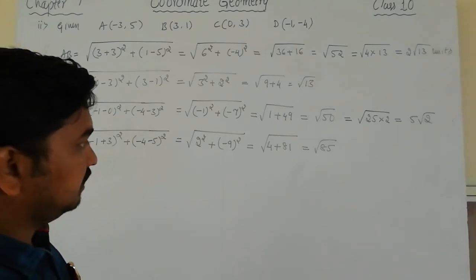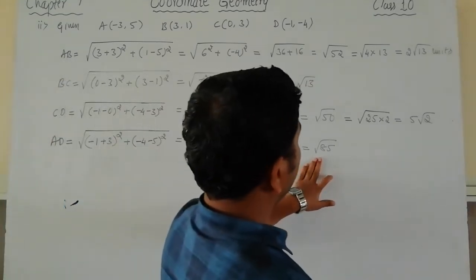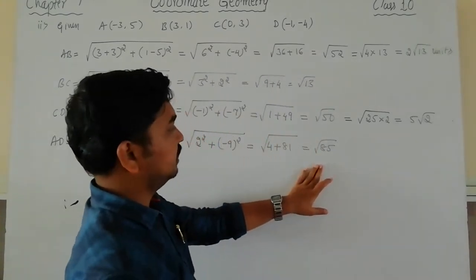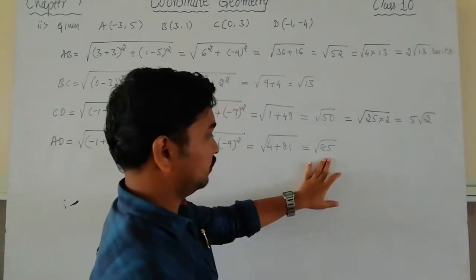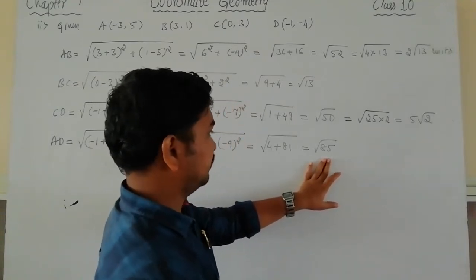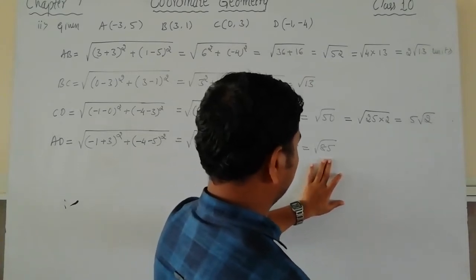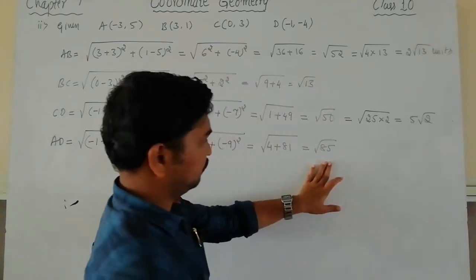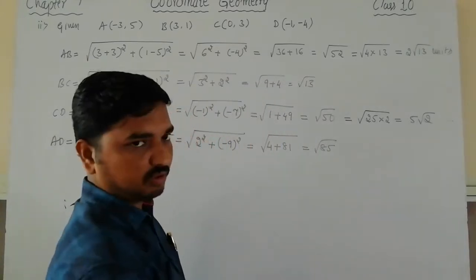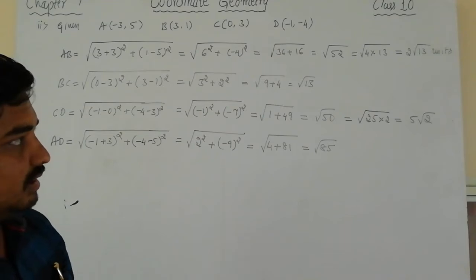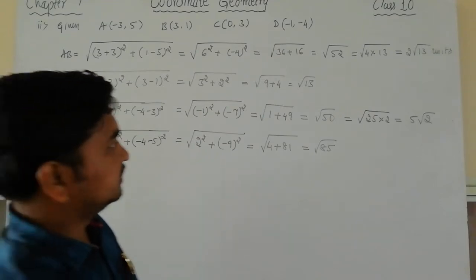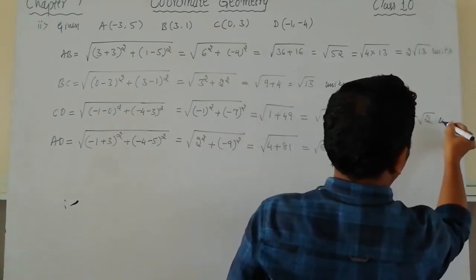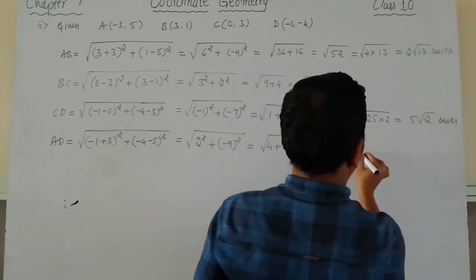But I think you can't express 85 as a product of perfect squares. 16 5s are 80, not possible. 9 9s are 81, not possible. 4s not possible, 25 not possible, 36 maybe not possible, and 49, I think we can't further simplify this one, leave this one as it is. Now look at here, you need to write units, and here also 5 root 2 units.